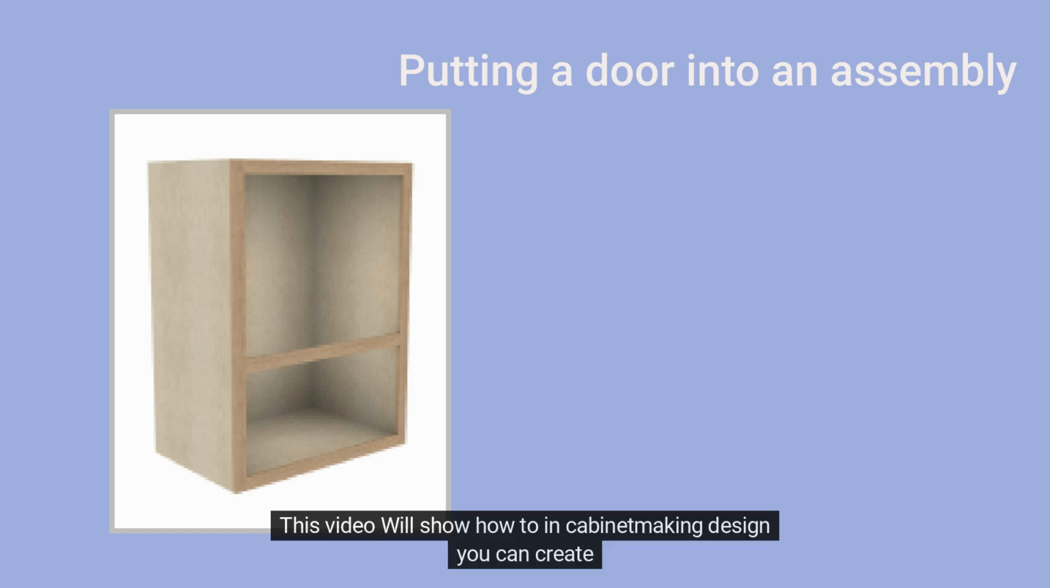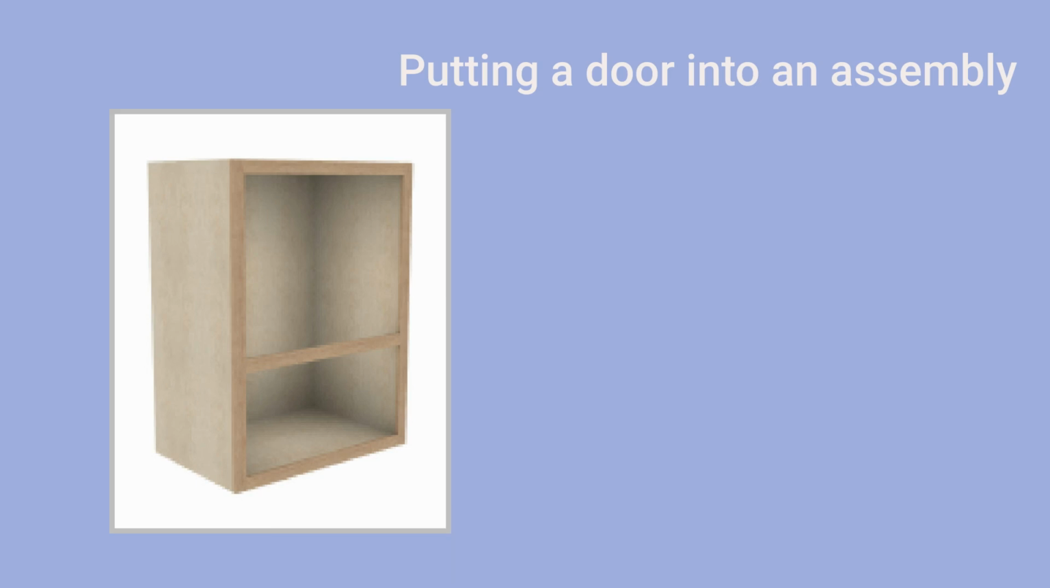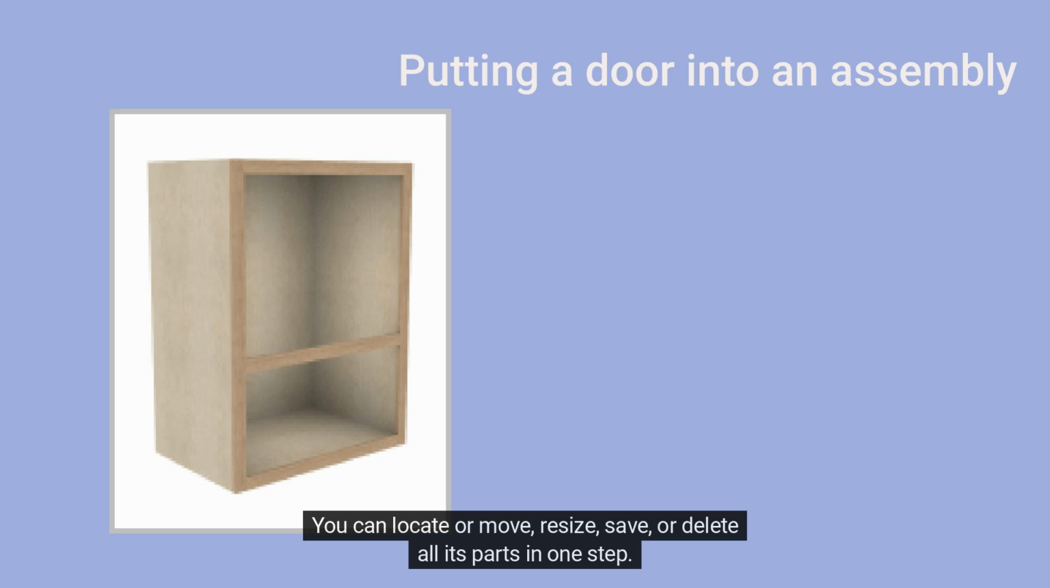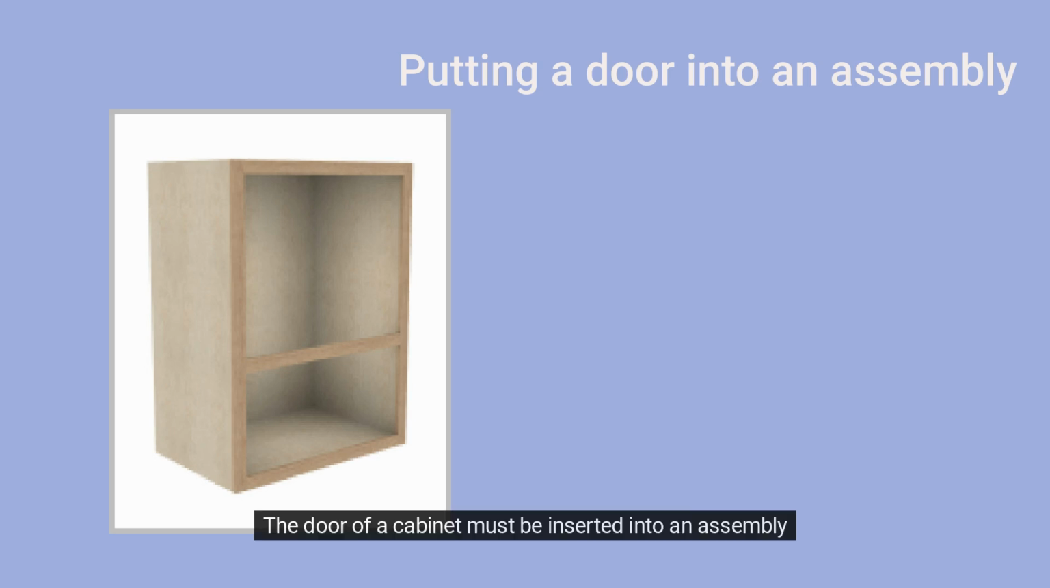This video will show how, in cabinet making design, you can create, locate, and add materials for a door in your project. A door is a container that holds and manages the boards in the door. The advantage of containers is they treat all their contents as one object. You can locate or move, resize, save, or delete all its parts in one step. The door of a cabinet must be inserted into an assembly.